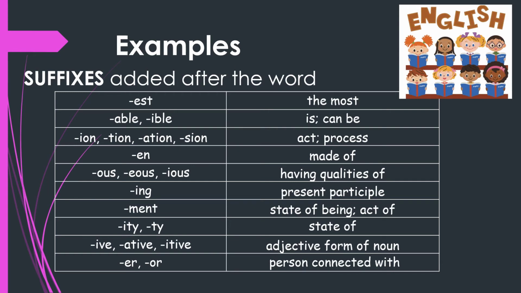tion, which means act or process, en, which means made of, ous, which means having qualities of, ing, which changes a verb to its present participle, ment, which means state of being or act of, ty, which means the state of, ify, which changes a noun to its adjective form, and ist, which means a person connected with. Just like prefixes, some suffixes have more than one meaning, depending on what root word you attach it to.